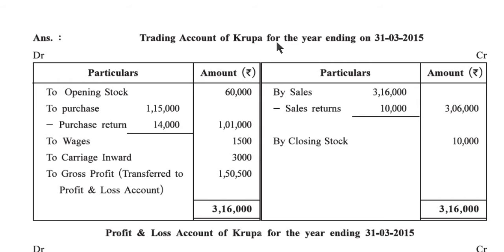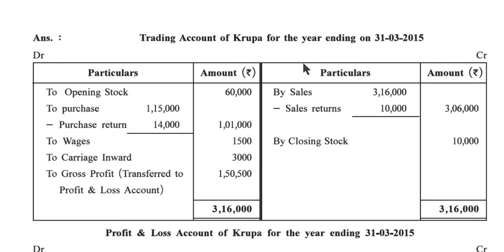From this 10,000 and 12,000, 10,000 is the lesser amount, and so we have to write the lesser amount because there is a rule: book value, otherwise cost price and market price, whichever is less. So the less amount is 10,000, so we use 10,000 here. So let us start the trading account of Krupa for the year ending 31st March 2015.